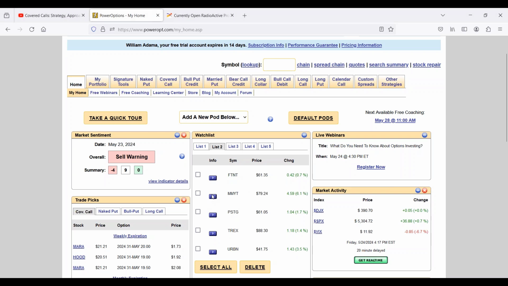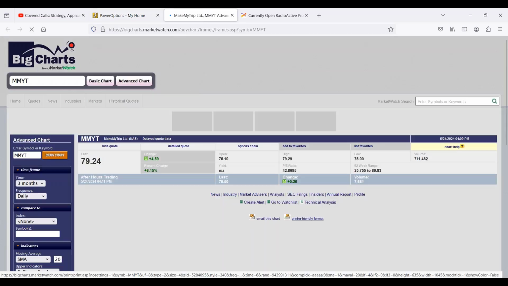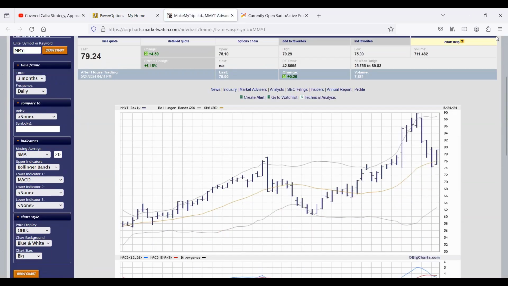What I want to do is let's take a look at the chart of MMYT. So we're going to go to charts, and we're going to go to big charts. And MMYT has been a big mover. I think the underlying security for us in the fusion by itself is up about 27 or 28% from where we got in. I think we got in around 60 or 61, had the ride up here to 90, and then it just plummeted.